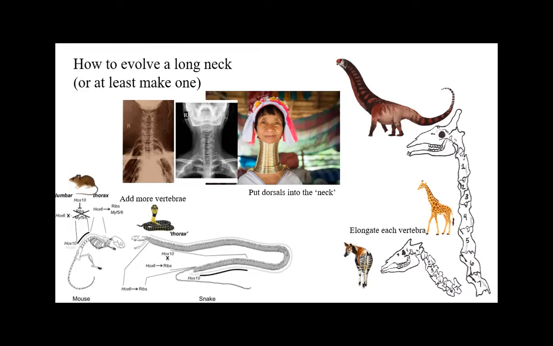But I always think of that little girl in the taco commercial, because sauropods do all of these things. They take dorsal vertebrae and make them posterior cervical vertebrae. They elongate each individual vertebra, and they absolutely do add new vertebrae.